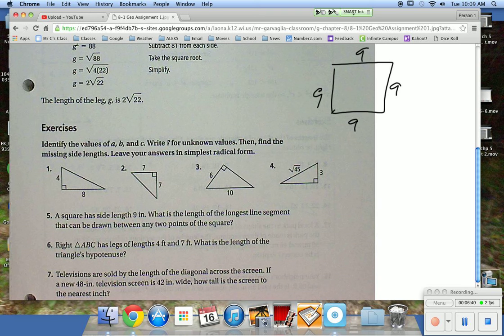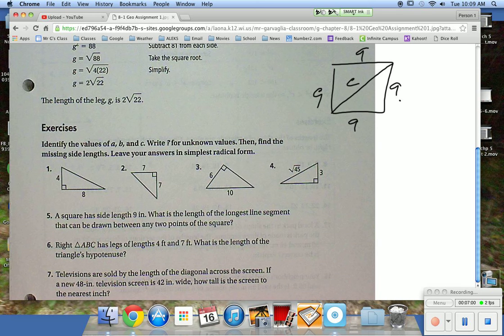I'm going to draw a diagonal between them. I've got a 9 for A, a 9 for B. What is my C? That's what it's asking for. Okay? That's what you have to find out.